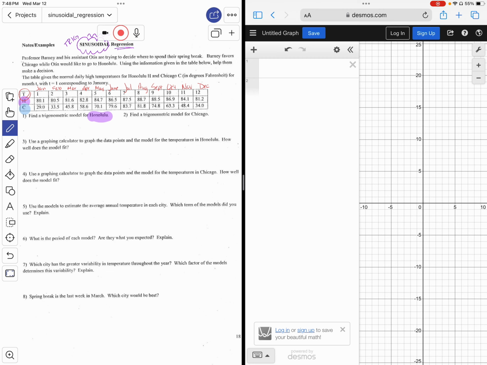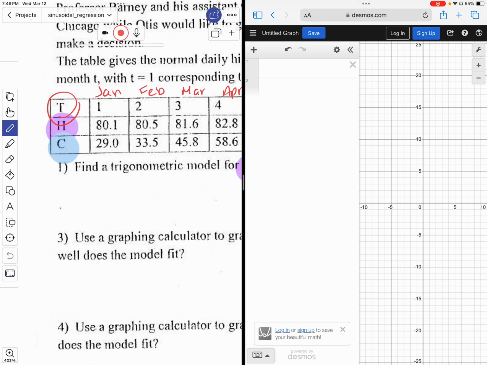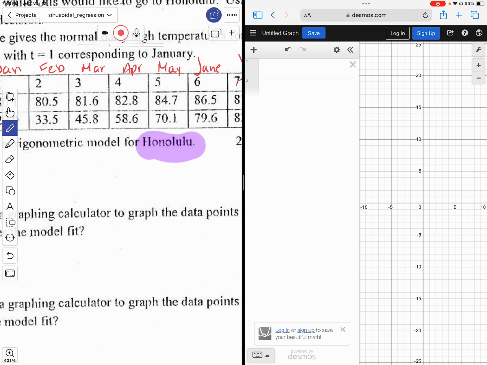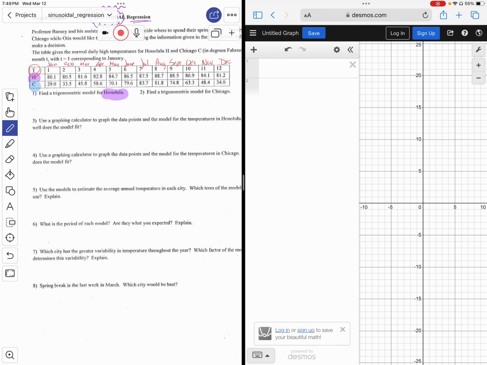Professor Barney and his assistant Otis are trying to decide where to spend their spring break. Barney favors Chicago. Otis likes to go to Honolulu. Using the information given in the table below, help them make a decision. The table gives the normal daily high, so the highest temperatures in Honolulu and Chicago. For each month, T equals 1 represents January. So X being 1 or T being 1 is January, February, March, April, May. And then they gave us those high temperatures. So let's start with Honolulu.